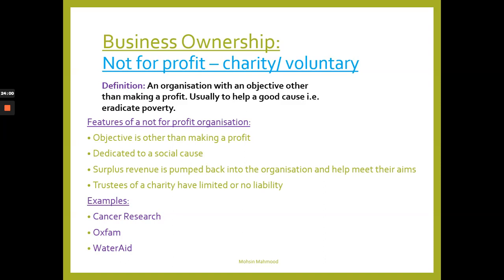Any charity that you choose, you just have to do a bit of research and try to find out what sort of liability your charity has. Some examples of charities are Cancer Research, Oxfam, WaterAid, and I'm pretty sure you can think of many more.